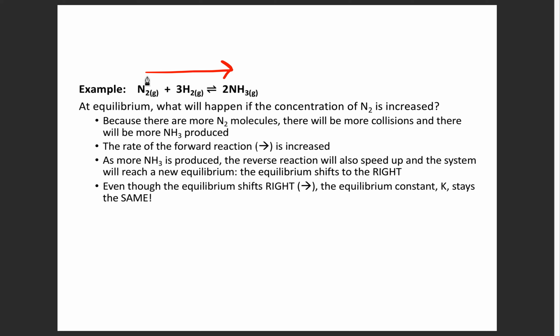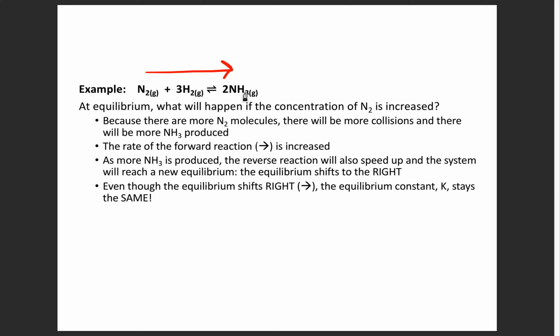If these guys are banging and colliding into each other at a faster rate, that's going to push the reaction in this direction because these guys are going to react more quickly than they normally would have. Now, the rate of the forward reaction is increased. We just said that. As more ammonia is produced, the reverse reaction will also speed up, and the system will reach a new equilibrium position.